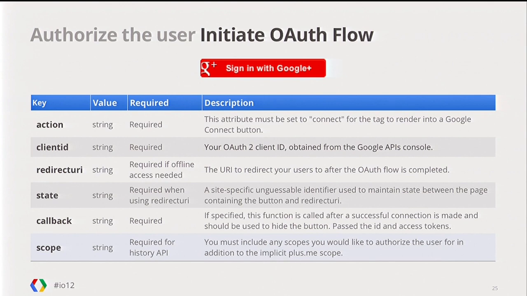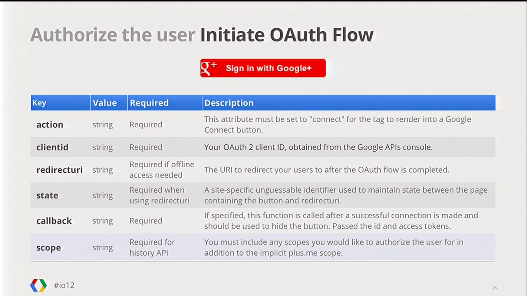The state. Now, this is for your own verification, and it's an important security step. When you're doing the server-side flow, you're going to set a state variable. It doesn't matter what it is, as long as it's unique and non-guessable. You set that state variable at the beginning, and you check it later. If it's the same, you're good. If it's not the same, somebody's trying to attack you, and that will be bad.